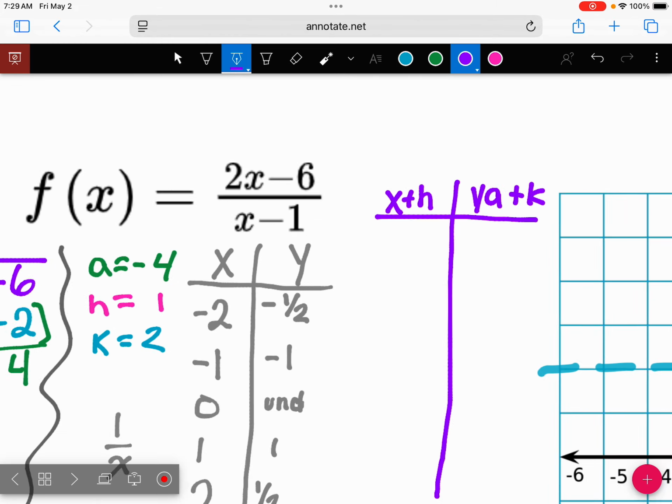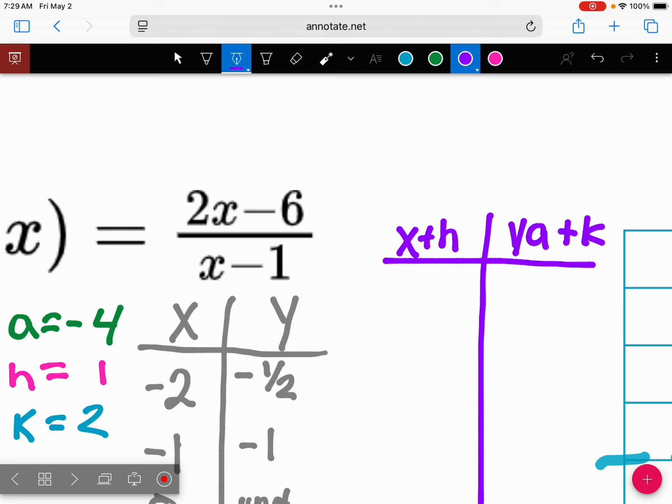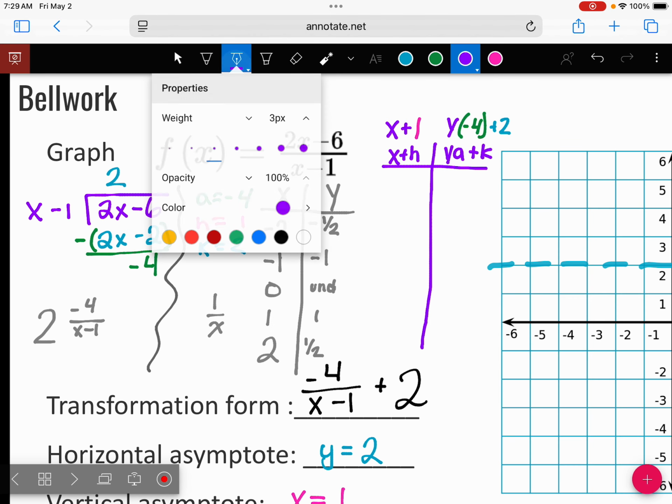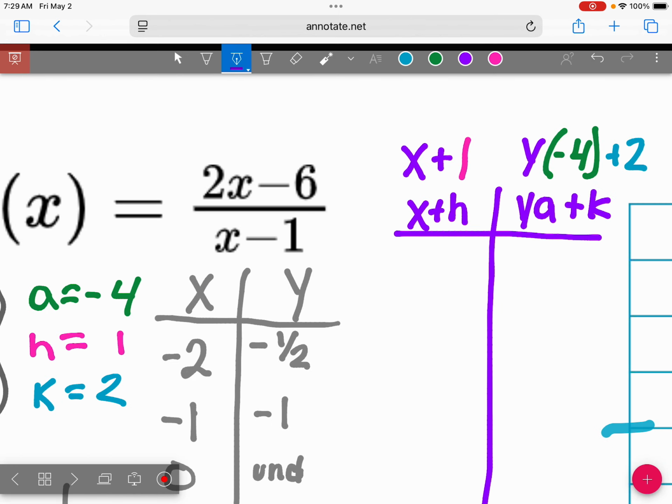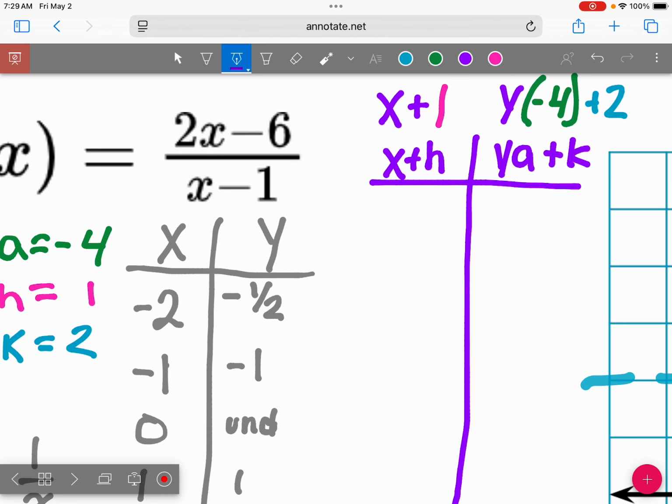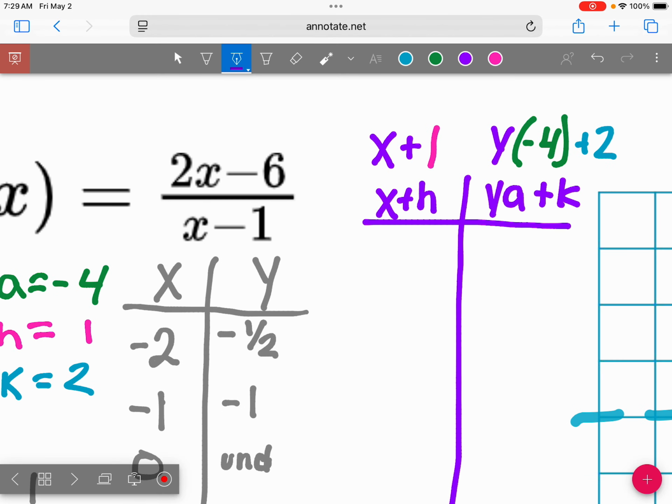Because graphing makes us yuck. So we're going to have our x plus h, x plus 1, and our y times a, so y times -4, and then plus k, and then plus 2. So we're going to do these transformations. -2 plus 1 is -1.